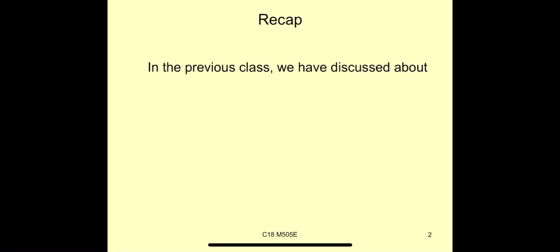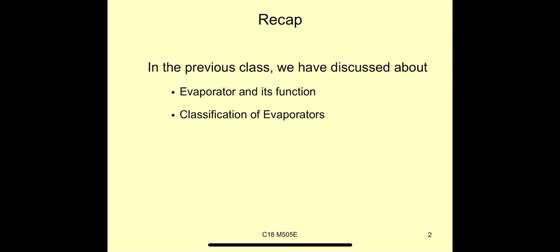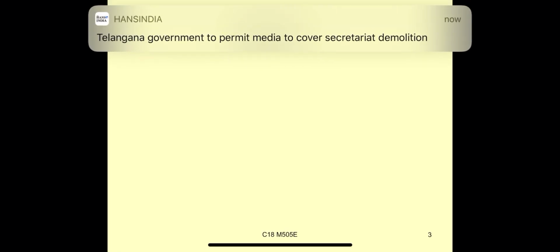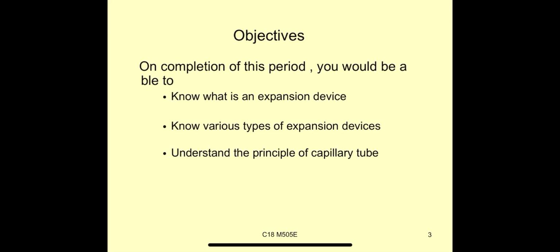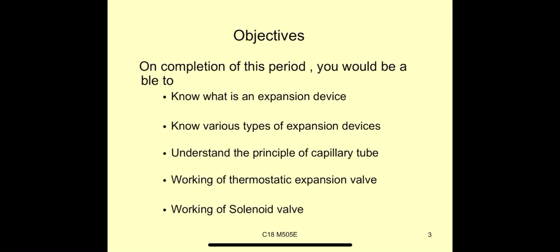Okay, in the previous class we discussed the evaporator, its functions, the classification of evaporators and different types of evaporators. Today we will learn what an expansion device is, know the various types of expansion devices, understand the principle of the capillary tube, the working principle of the thermostatic expansion valve, and the working of the solenoid valve.